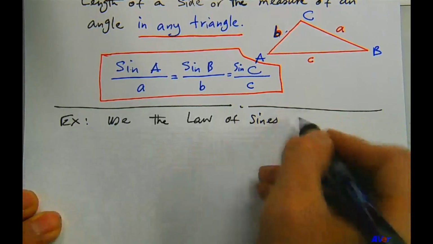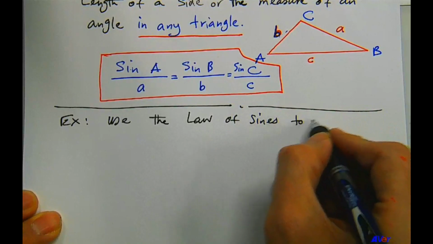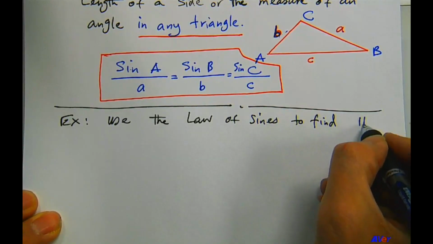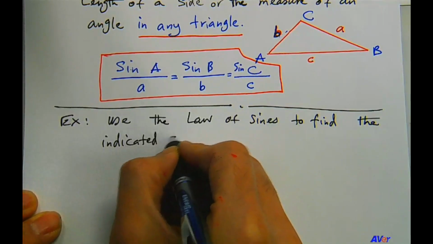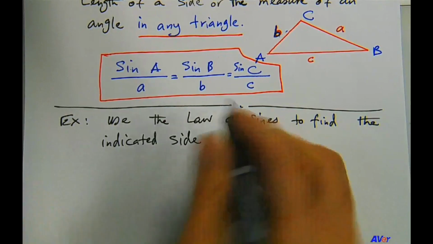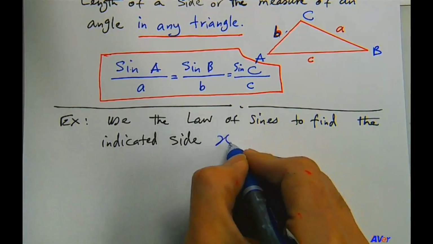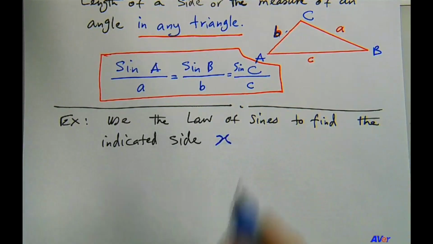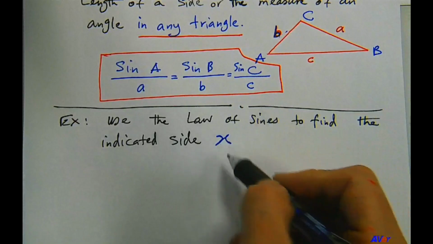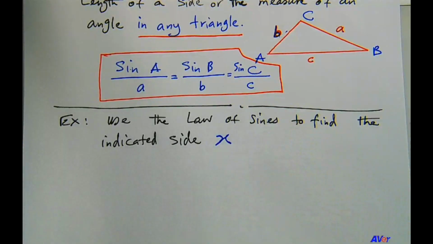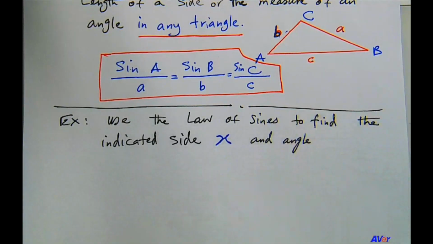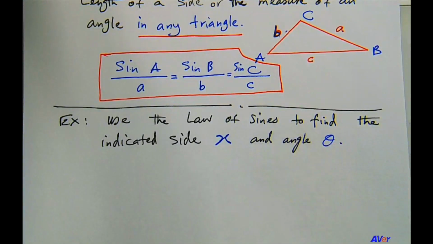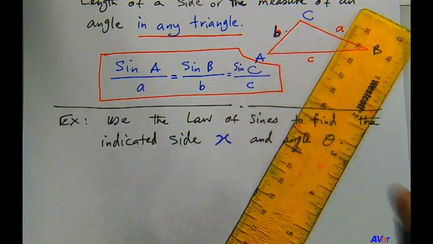So here we're specifying that we use the law of sines to find the indicated side x. So apparently one side, and I'll draw the picture in a minute. The side x is what we're looking for, and also the angle theta. Okay, so let's see what the picture is like.